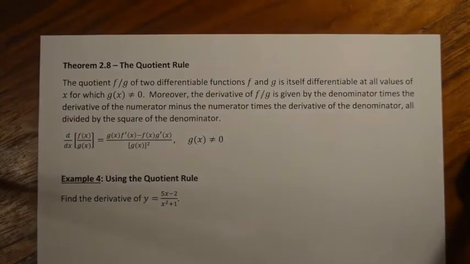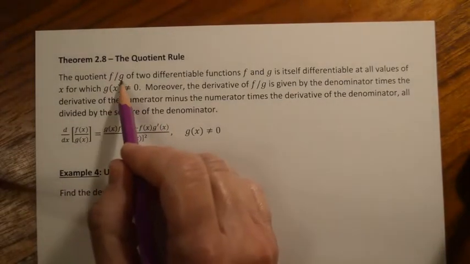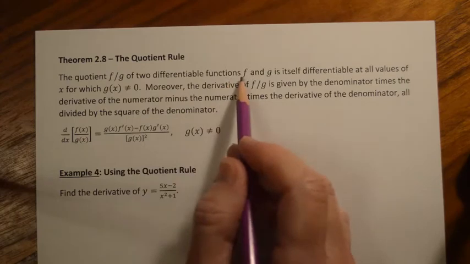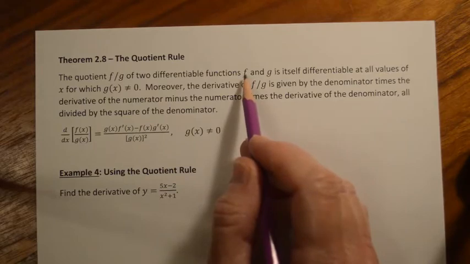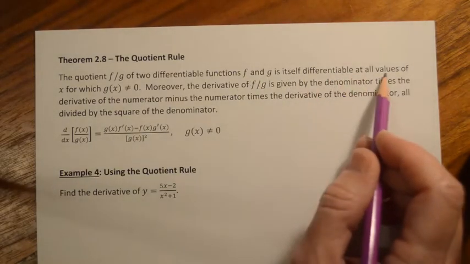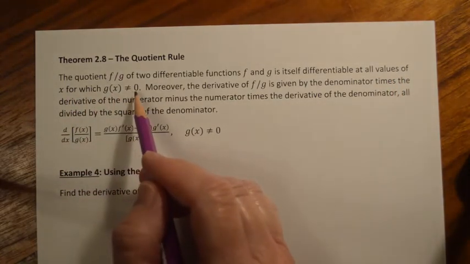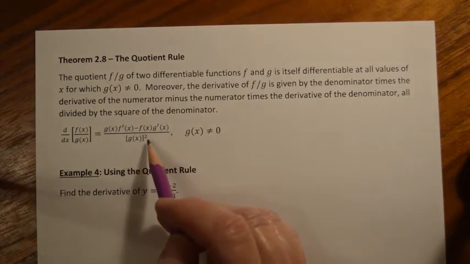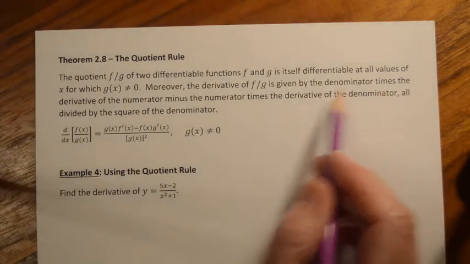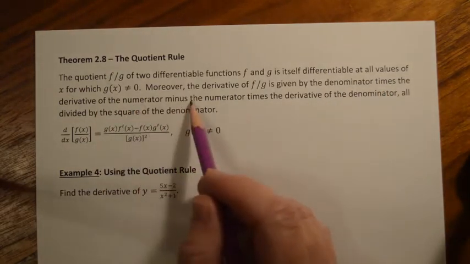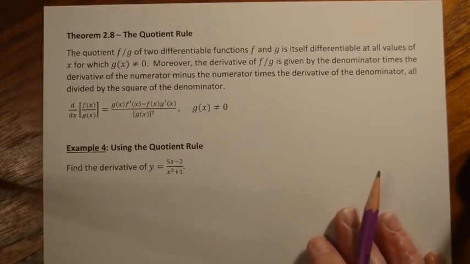The quotient rule. The quotient rule is a little bit harder. Again, we've got two functions, f over g. They're differentiable. Two differentiable functions, f and g. That quotient is itself differentiable at all values of x for which the denominator is not equal to 0. Again, if the denominator is equal to 0, it's not differentiable there. Moreover, the derivative of that quotient is given by the denominator times the derivative of the numerator minus the numerator times the derivative of the denominator, all divided by the square of the denominator.